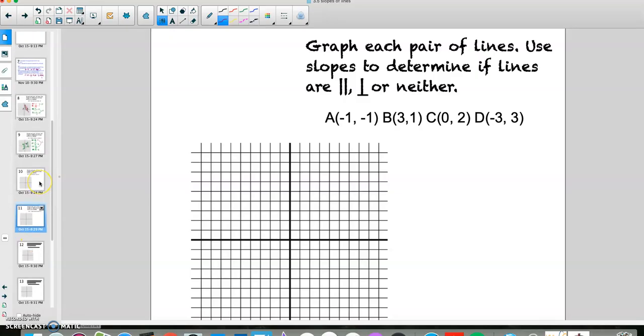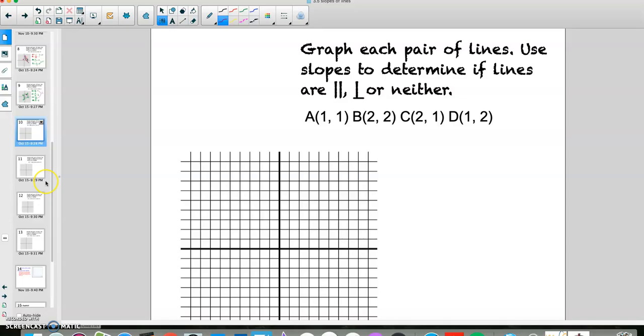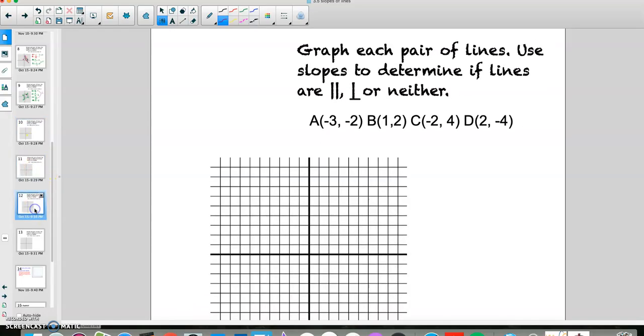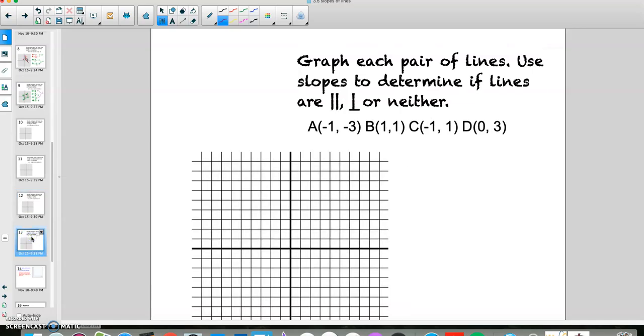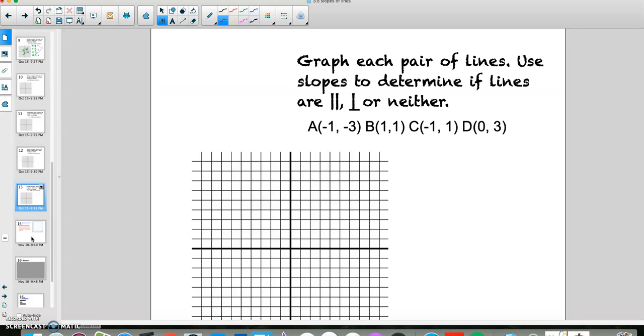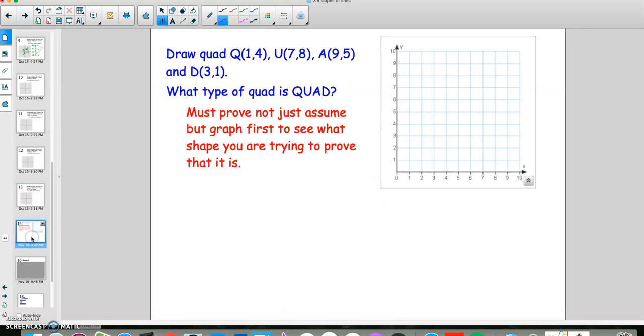All right, so I have 4 more examples. So go ahead, pick 2 of them and do on your own, but you certainly don't have to do all of them. Pick 2 and make sure that you understand it. All right, this last problem for today, it says draw the quadrilateral and what type of quad is it? So this is kind of like giving us a little preview of what's gonna come. Must prove, not just assume, but graph first to see what shape you are trying to prove, okay?